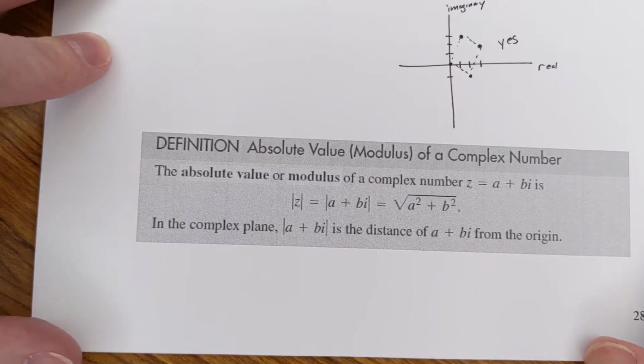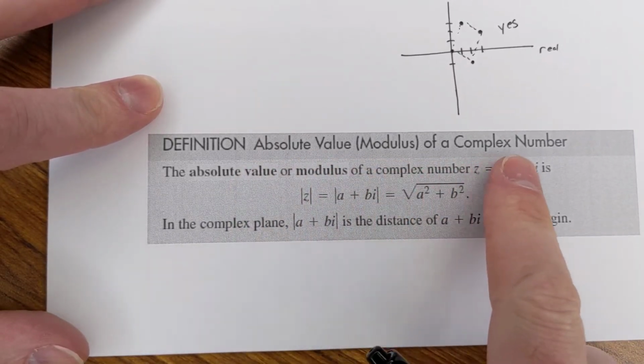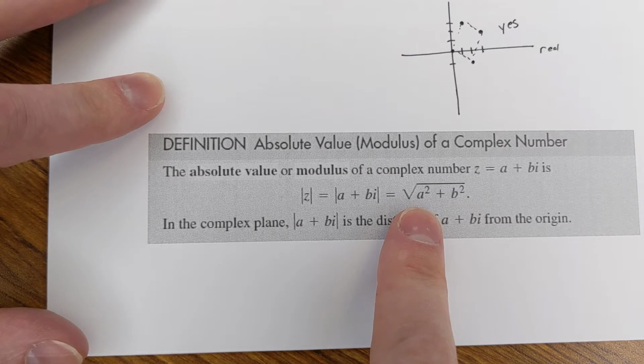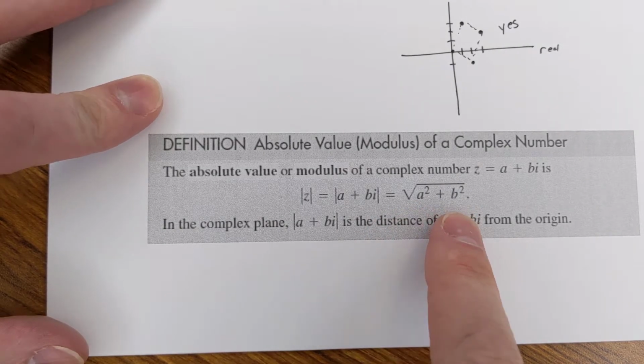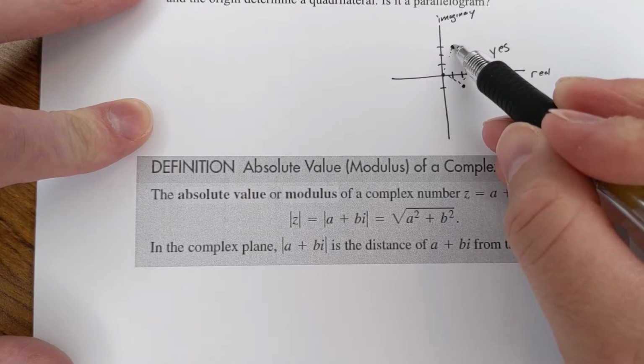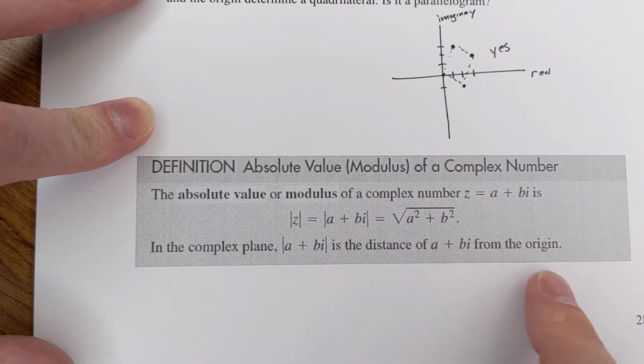Okay. Definition: the absolute value, or modulus, of a complex number is essentially the distance from the origin on the complex plane. So the square root of a squared plus b squared would calculate the distance to any point a comma b from the origin.